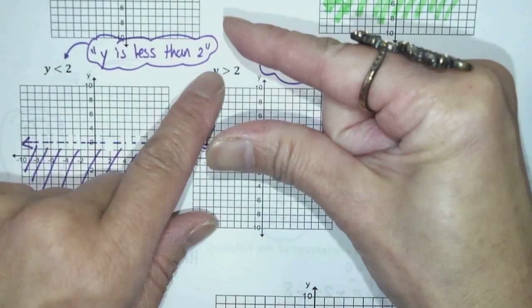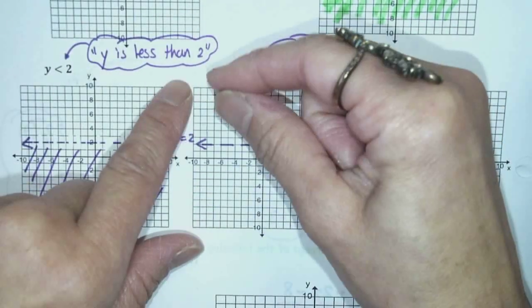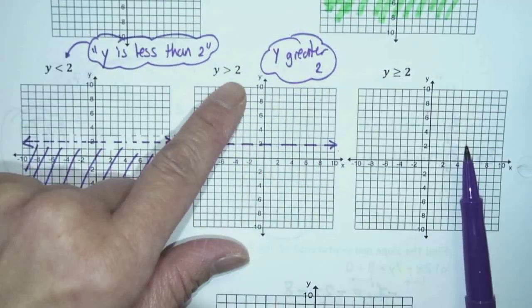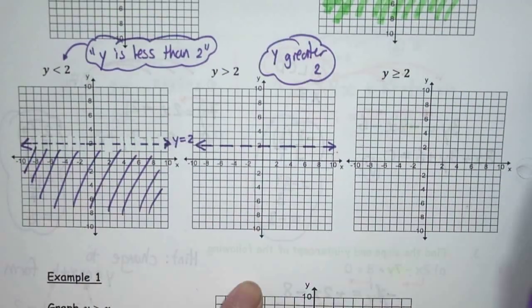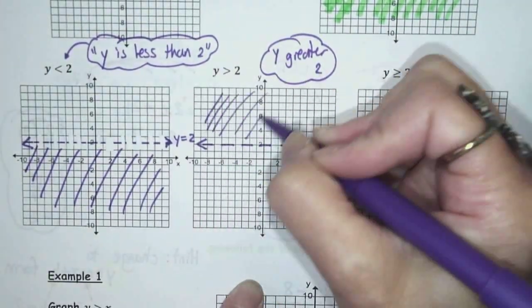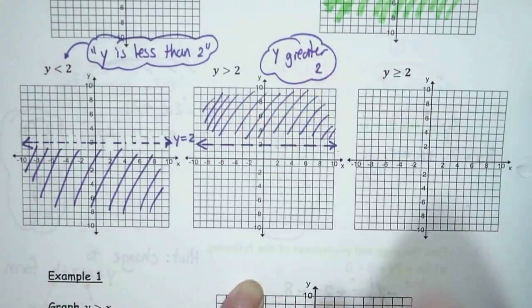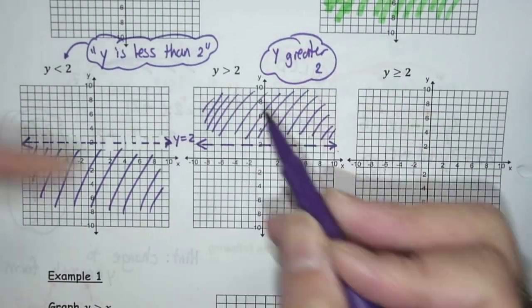Here, the mouth is open, so you go y is greater. So when the mouth is eating the y, it's greater. So y is greater than 2. So that's how you write that, and then you would say, so everything above 2. So you would shade in everything above. So dashed line, because it's not equal.